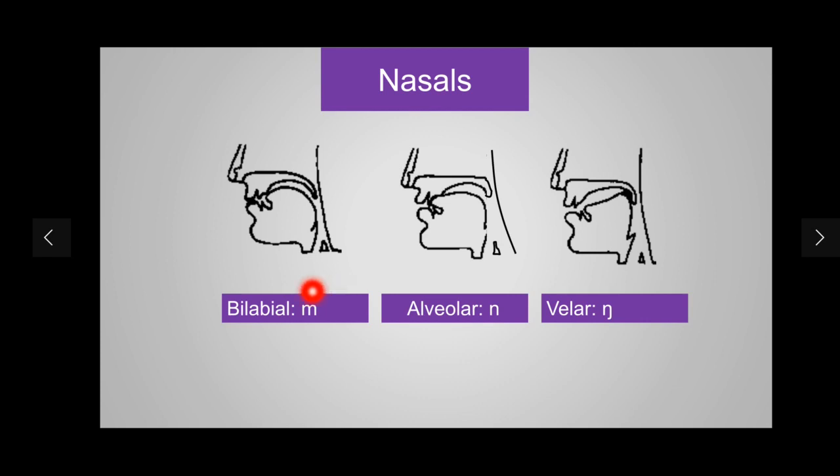Here we have examples of nasal sounds. By manner of articulation, m, n, and ng are called nasal consonant sounds. By place, it is bilabial, alveolar, and velar. For example, we can say mother, or we can say nose, or we can say king. So these three sounds are nasal, that is the manner of articulation when you lower the velum and let the air pass through the nasal cavity.